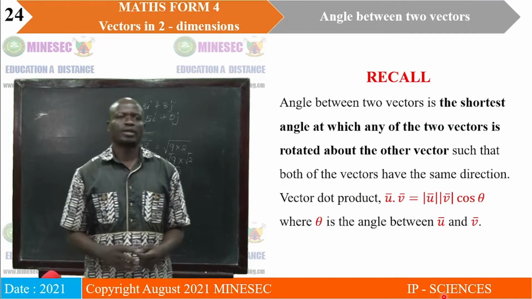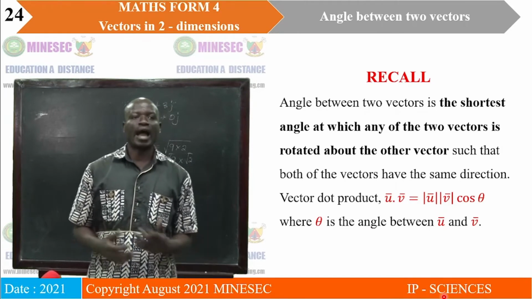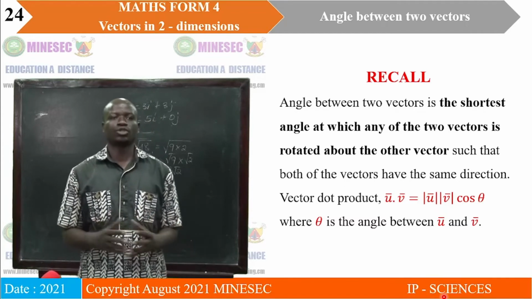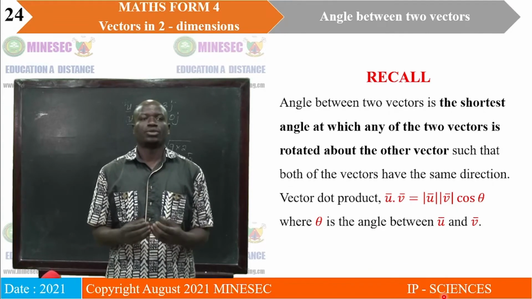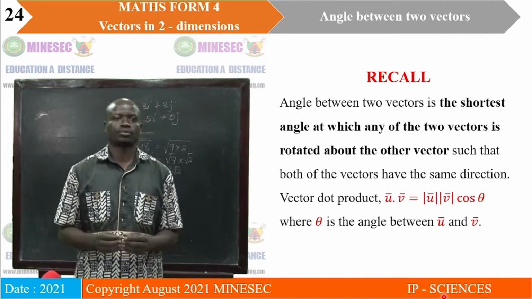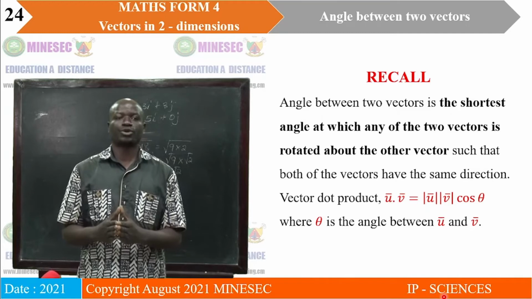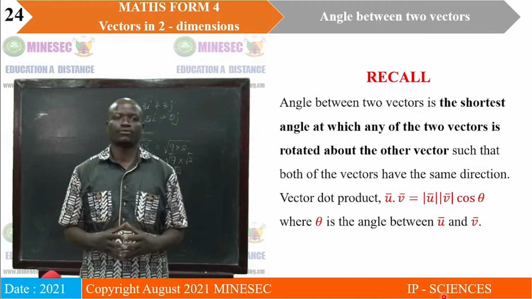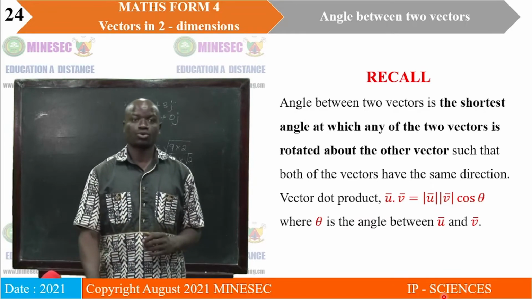So what can we retain from this lesson? The fact is that the angle between any two vectors is the shortest angle through which either of the two vectors, if rotated about the other vector, will have the same direction as the other. And when we want to calculate the dot product, u dot v is equal to the magnitude of u times the magnitude of v cosine theta, where theta is the angle between the two vectors u and v.